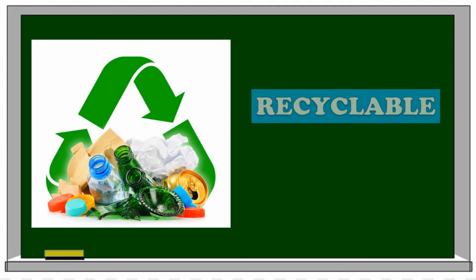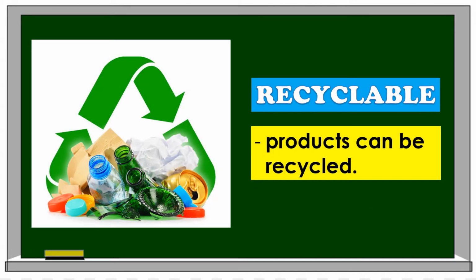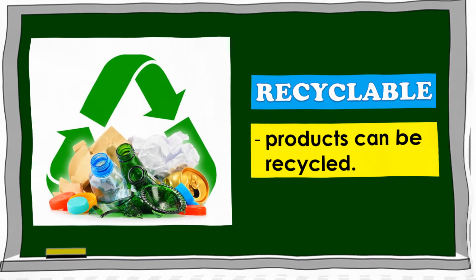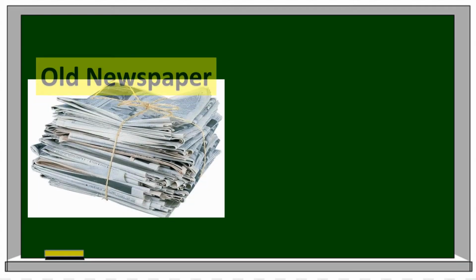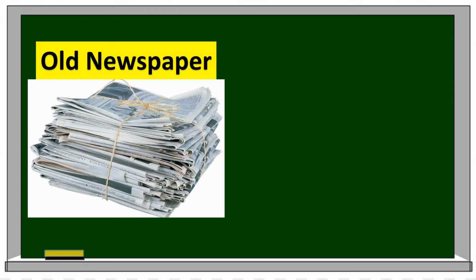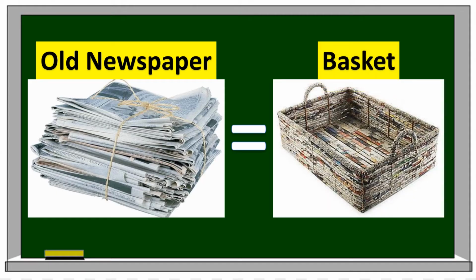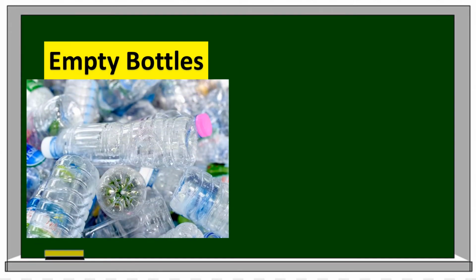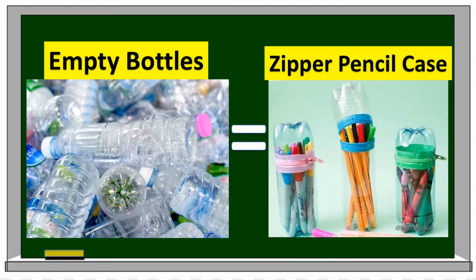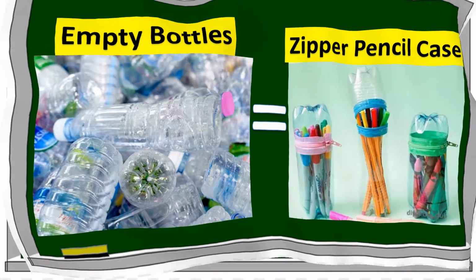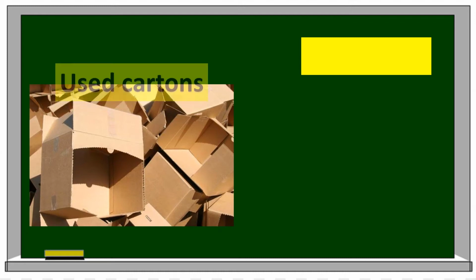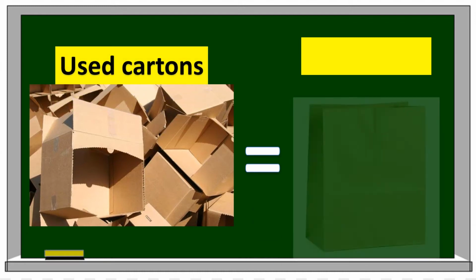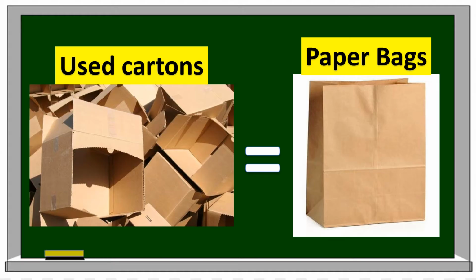Next is the recyclable. It means the product can be recycled. These are examples of recyclable materials. First is the old newspaper. Your old newspaper can be a basket. Your empty bottles can be your beautiful zipper pencil case. Used cartons can be paper bags.